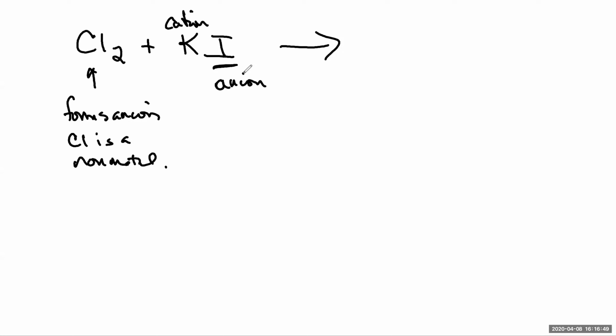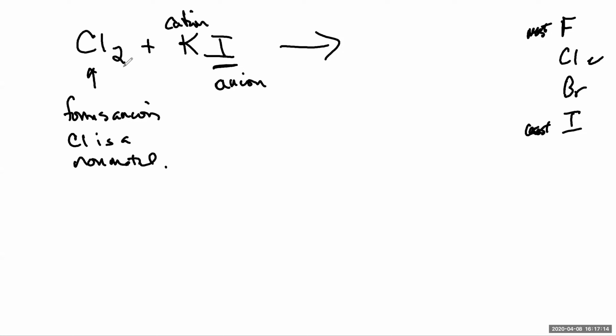So now I have to look on the activity series to see which one is more reactive. And for the halogens, it goes fluorine, chlorine, bromine, and iodine. This is the most reactive, and this is the least reactive. So chlorine is in fact more reactive than iodine, and it will replace it. Chlorine is also a diatomic element. Remember, all the halogens are diatomic elements, so that's why it's written as Cl2.